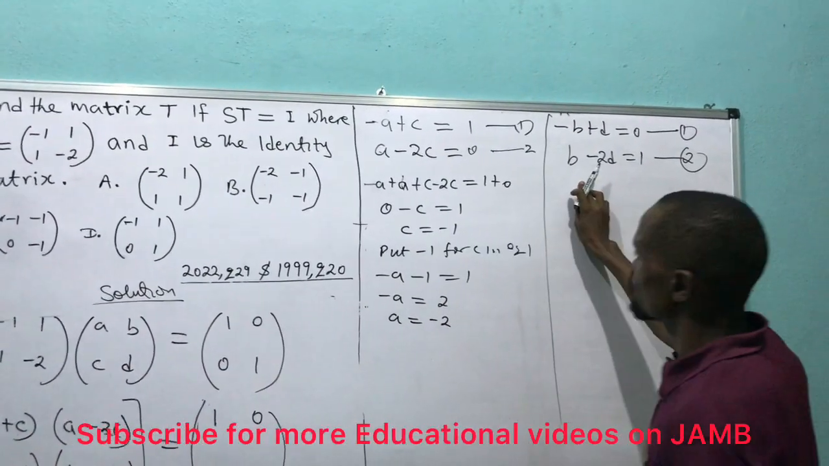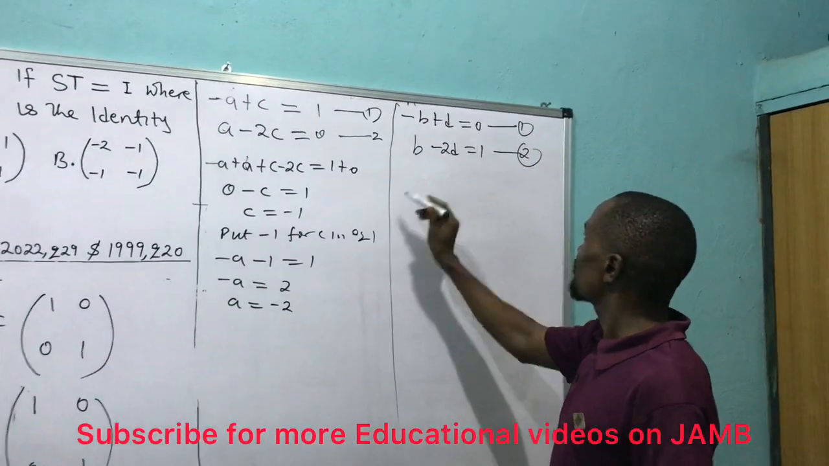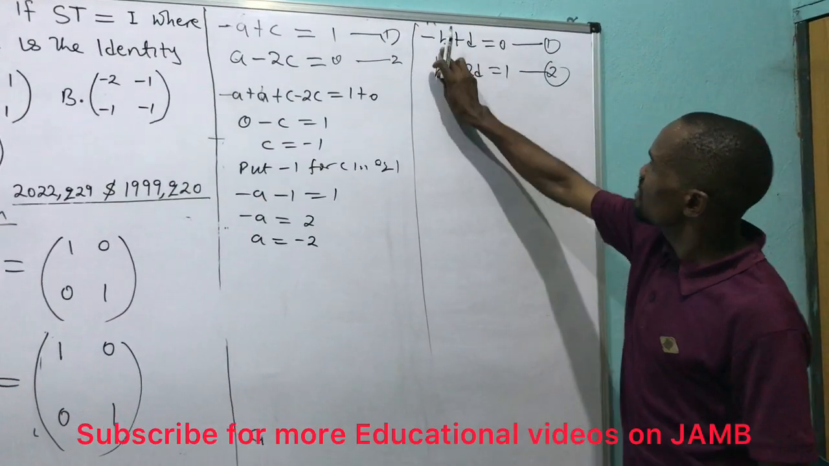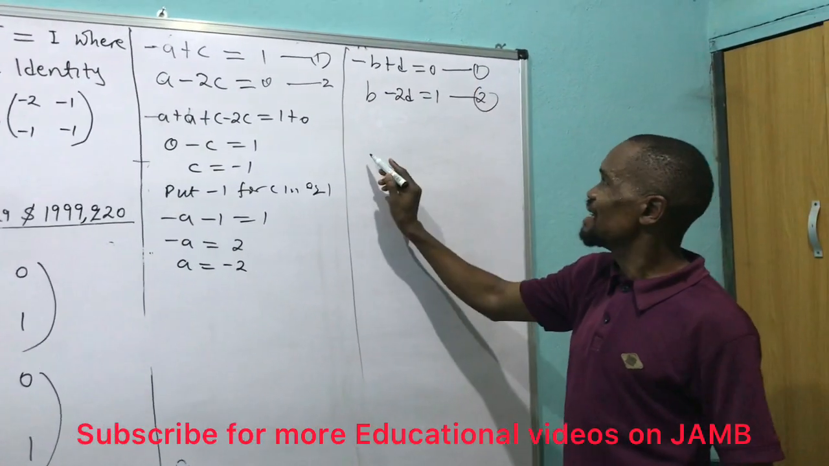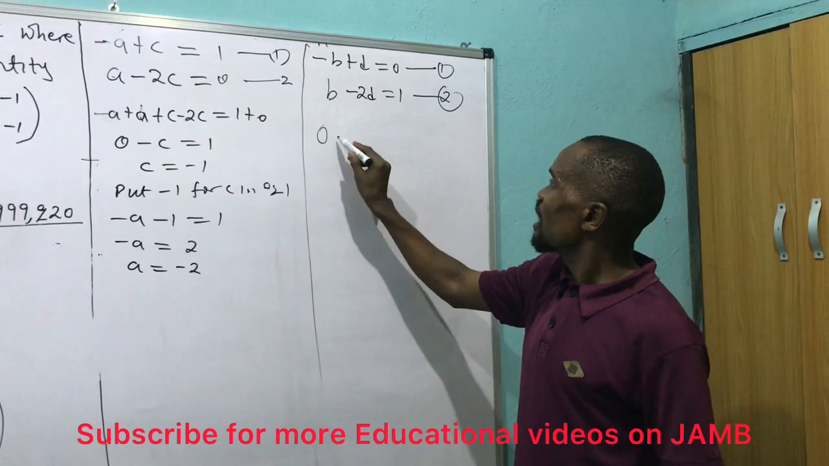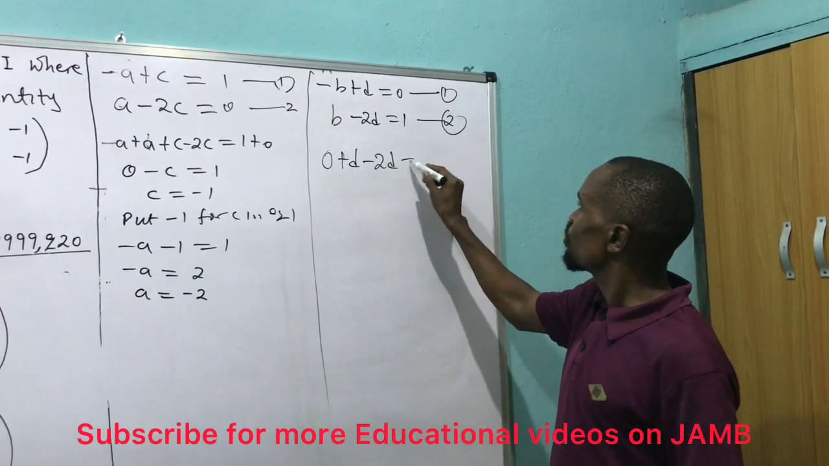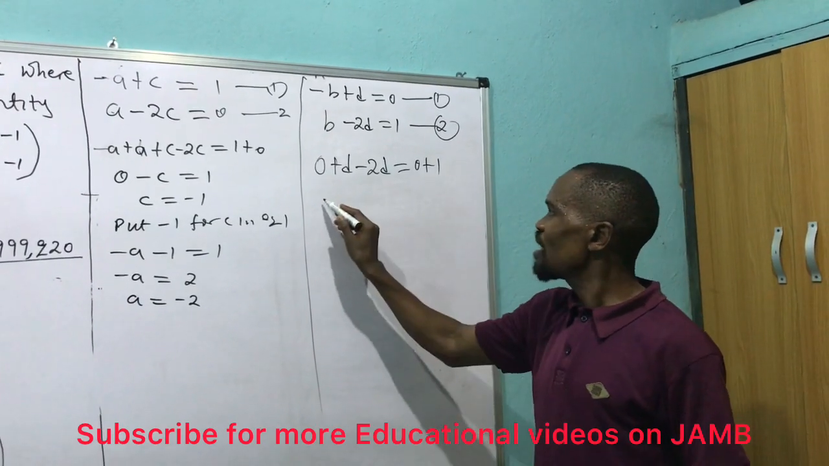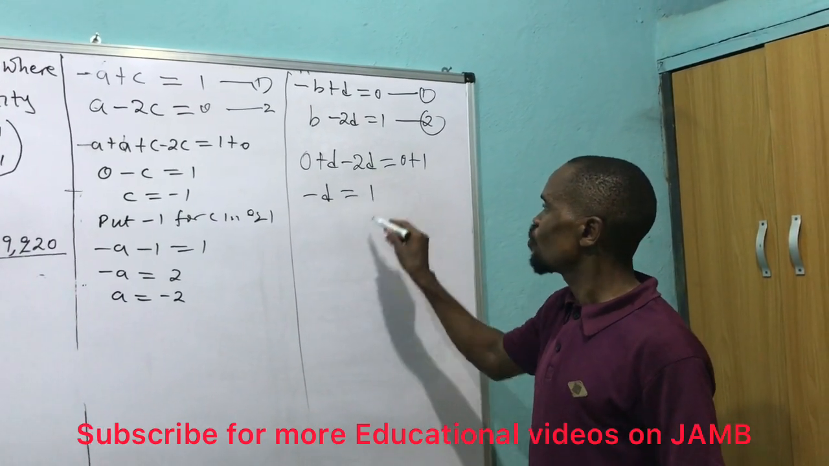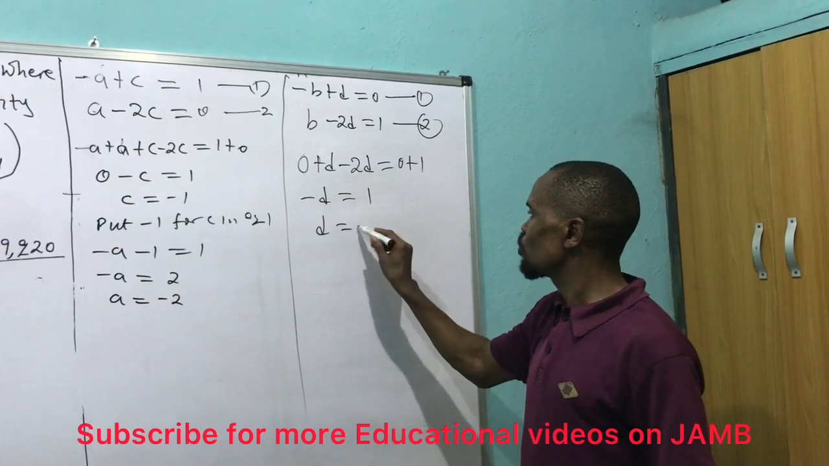I come over here to solve for this one. To eliminate this minus and this plus, I have to add them as well. I will have 0 here, and then D minus 2D, which equals 0 plus 1, so minus D is equal to 1, and therefore my D is equal to minus 1.